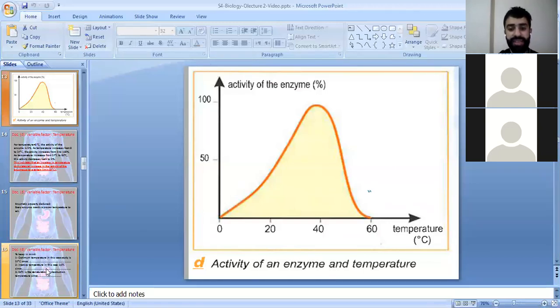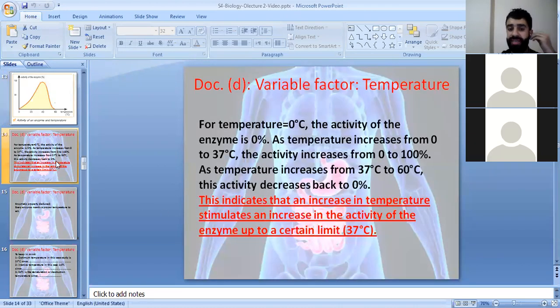Here the activity of the enzyme was maximum at temperature 37 degrees Celsius. Here at 37 it was maximum, and then it decreases to its minimum at 60, and it was minimum at 0. So here, as temperature increases from 0 to 37, the activity increases from 0 to 100. And as temperature increases from 37 to 60, this activity decreases back to 0. So what does this indicate?